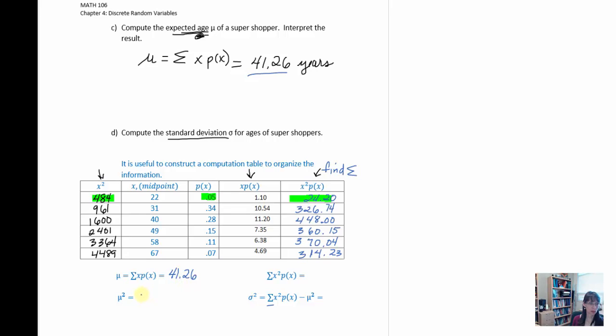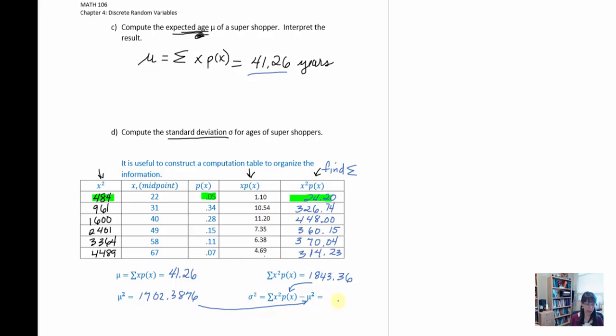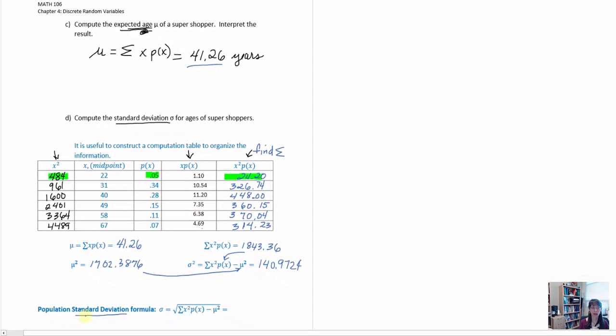That comes out to 1,702.3876. When we find the sum of our last column, x squared p(x), that comes out to 1,843.36. So to find the variance, we'll be starting with that sum of x squared p(x) and then subtracting mu squared. That makes 140.9724. Now to find the standard deviation, we simply take the square root of 140.9724, and that is about 11.87 years.